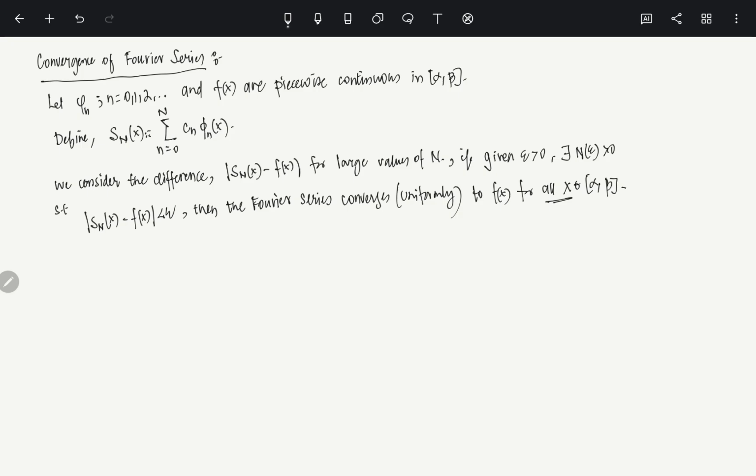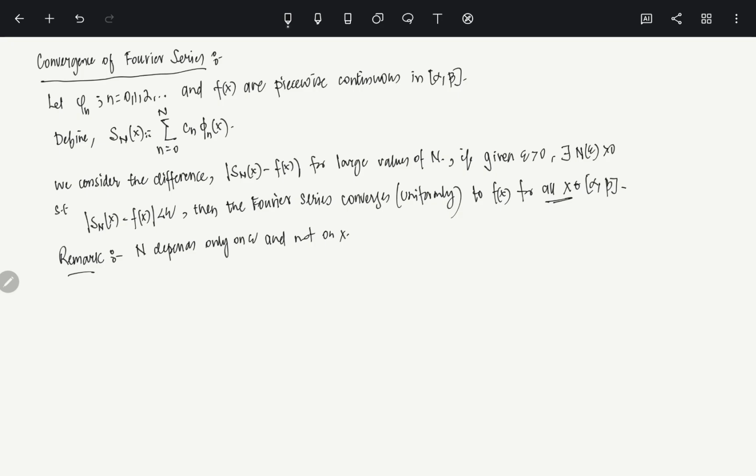Is it okay? Let me make a small remark here. You already know this, but I still wrote it so that there is no confusion about the definition. So what is the remark? The capital N here depends only on epsilon, and not on x. Clear? If it depends on x also, then we say this is pointwise convergence.